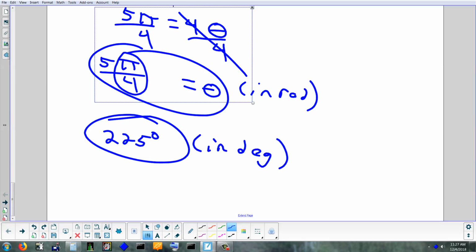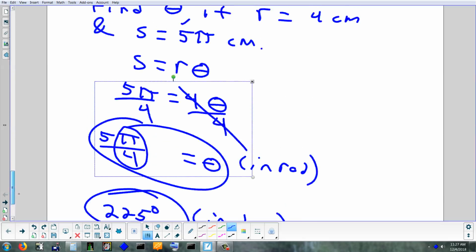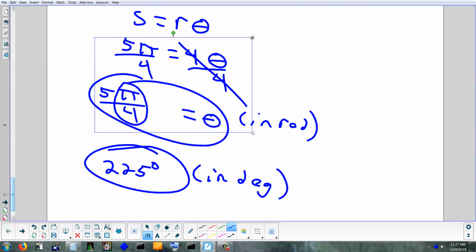So that little extra step at the end, changing to degrees, that was just more of an annoying step. They might not ask you to do that normally, but if they do, that's how you do it. Okay, so that's every variation you could have on that problem, finding all three things. Questions on the formula?